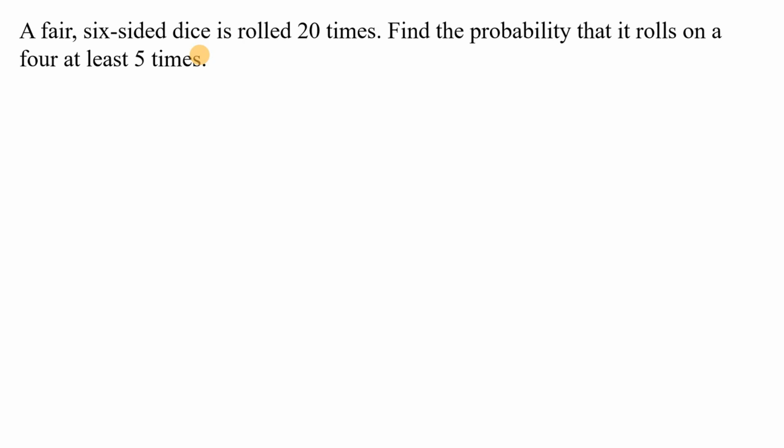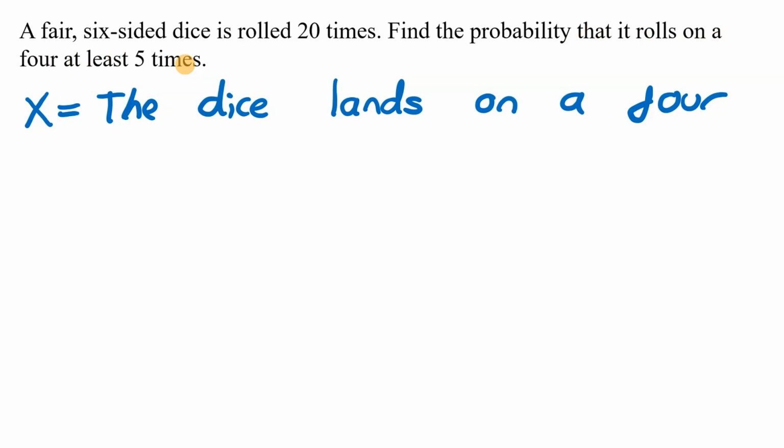Okay, so here's a typical exam question where we're told a fair six-sided dice is rolled 20 times and we need to find the probability that it rolls on a 4 at least 5 times, okay? So in this case, we're going to say the variable x is when the dice lands on a 4, okay? So this is what we're actually measuring, okay?